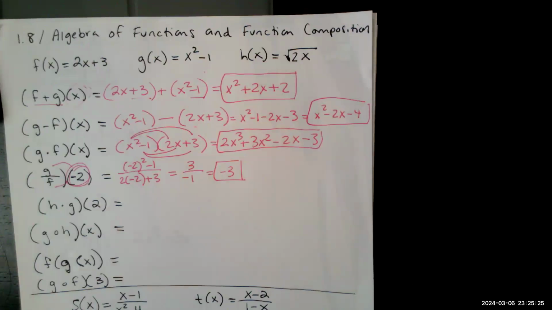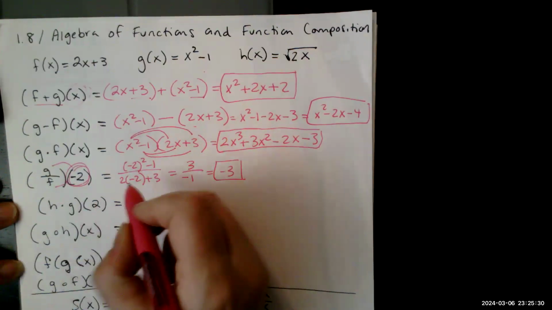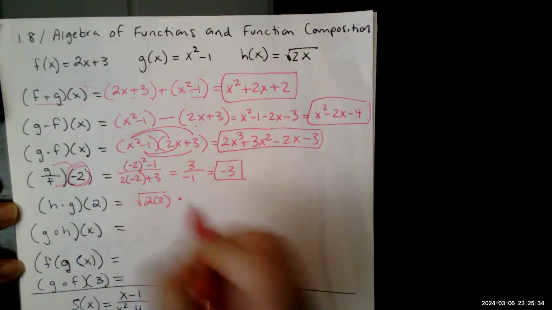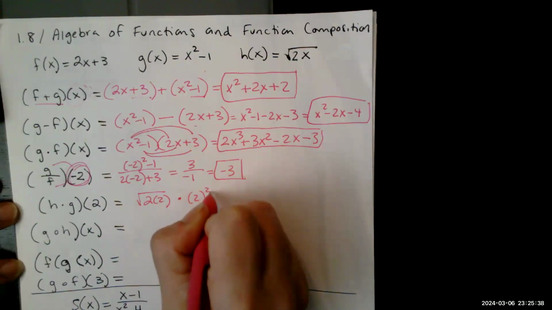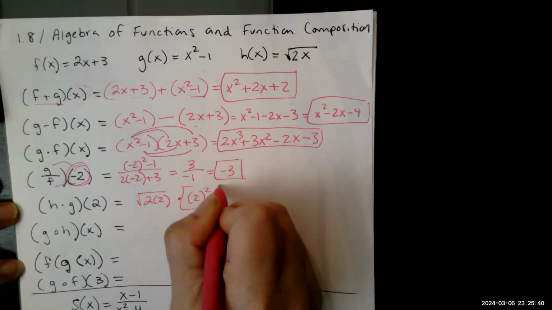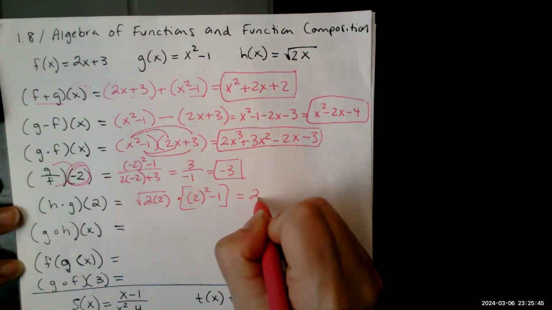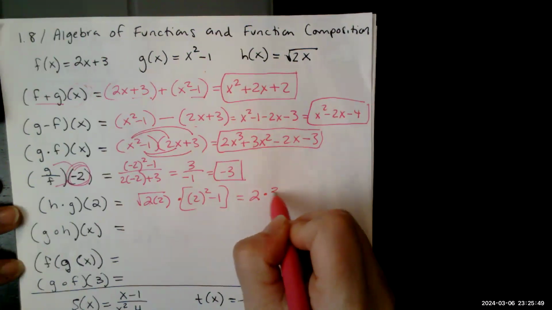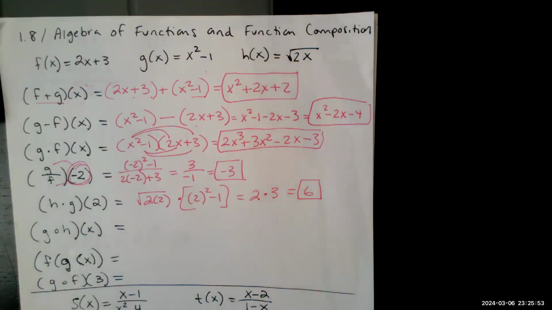Same thing with the next one. I can put the 2 into both things and then multiply. So 2 into the h gives me this. And then 2 into the g gives me this. So this is 4. Square root of 4 is 2 times 4 minus 1 is 3. Final answer, 6.